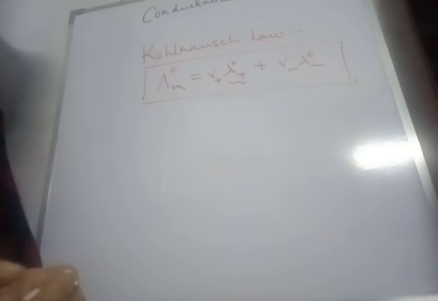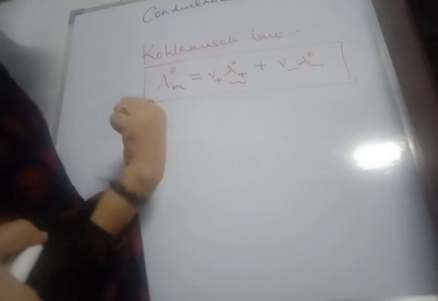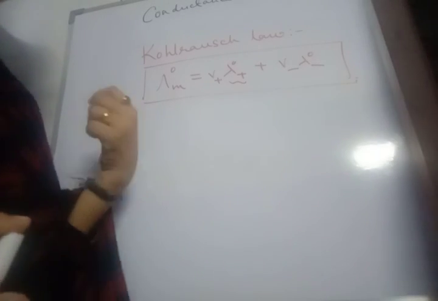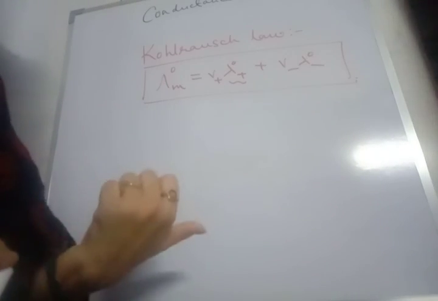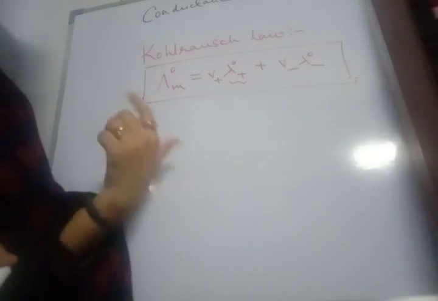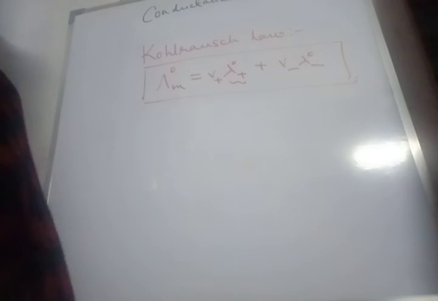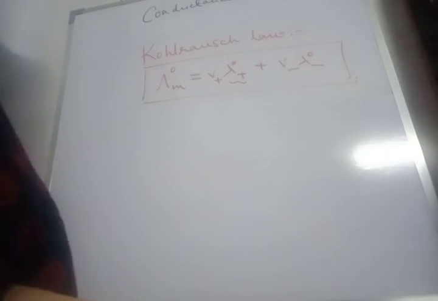What are the applications of Kohlrausch law? First application is it helps to calculate the molar conductivity of weak electrolyte at infinite dilution. It helps to calculate their degree of dissociation, that is alpha, and the dissociation constant of the weak electrolyte.